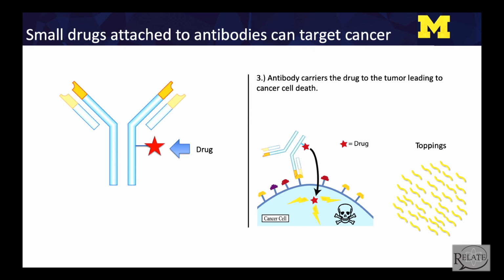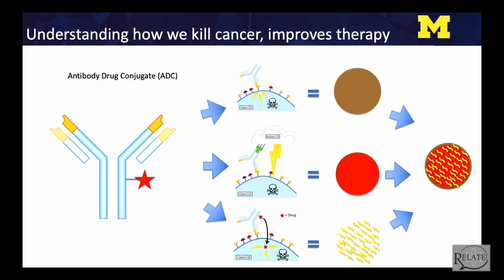Once the antibodies interacted with the cell, the drug is free to go inside the cell and cause cell death. I liken this to the toppings of a pizza because there are so many drugs out there. We can use any of the chemotherapy agents that are used in the clinic. We can even develop other drugs that are even more potent and attach them to an antibody and use those.